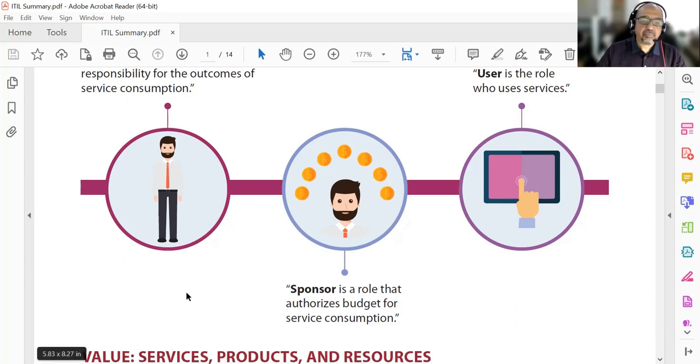Then someone authorized this budget, maybe the financial manager authorized the budget for the IT manager. It could be the same person. I am the only person in the organization, or I am the IT manager. I have the authority also to authorize the budget. Maybe it could be a small organization. In my home, I'm the same person.